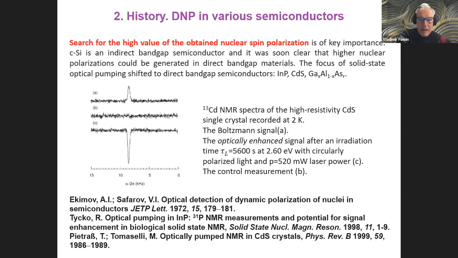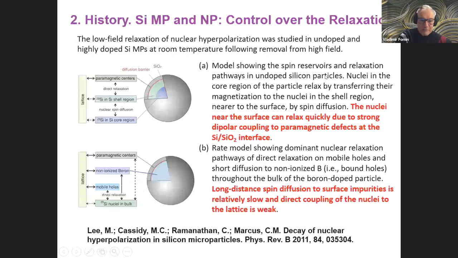And as a next step, I would mention that experimentalists came to other materials, direct band gap as distinct from silicon, where this effect is also very prominent. And the materials which have been successfully applied for such an enhancement were indium phosphide, cadmium sulfide, gallium arsenide, aluminum, and others. Now, we go to microparticles and nanoparticles.